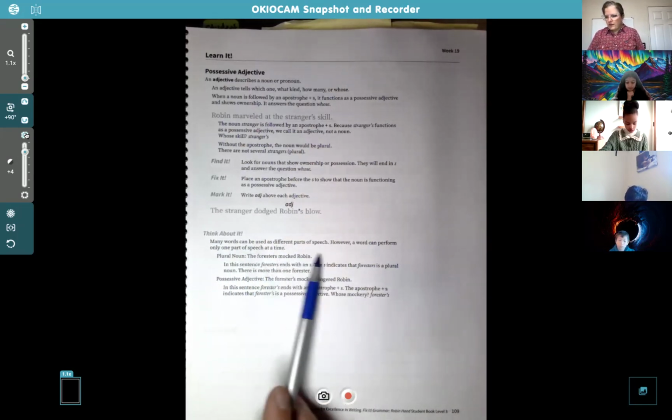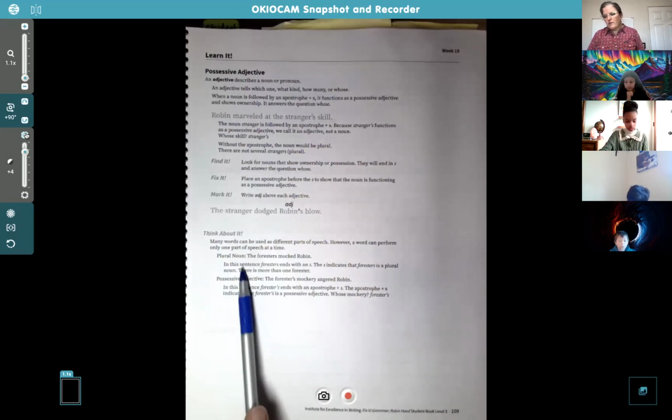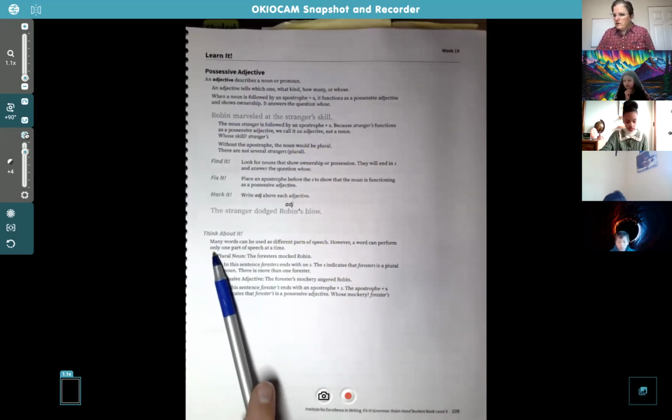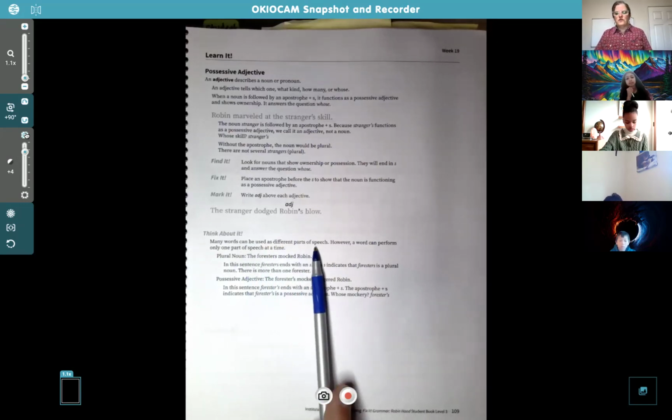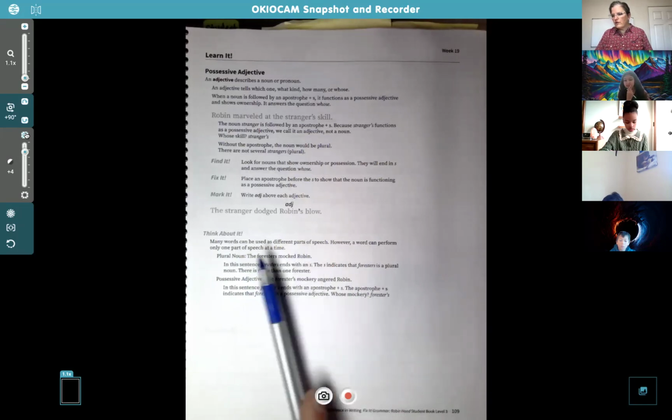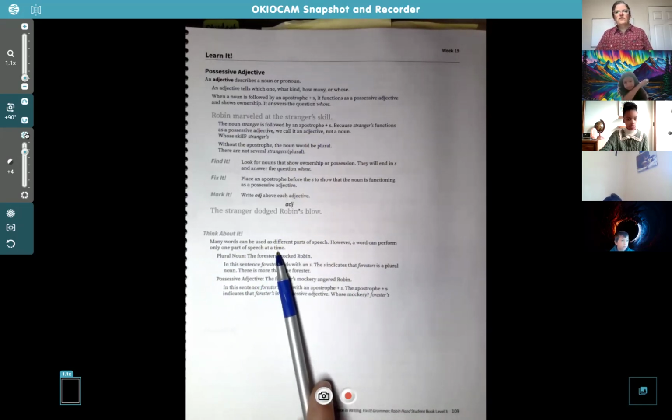And then we're going to talk about this. This is a little different. It's talking about plural versus possessive. So many words, as you already know, can be used as different parts of speech. However, a word can perform only one part of speech at a time. And remember, parts of speech are nouns, verbs, adjectives, adverbs, all the things that we mark in this book. Those are called parts of speech.